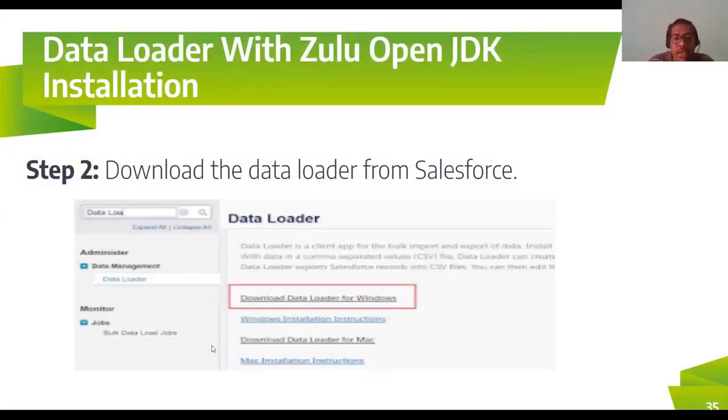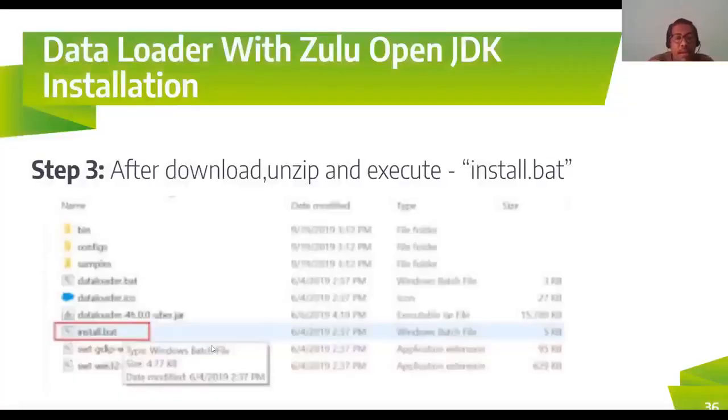Once you've done that, as I just showed you, what do you have to do next? You have to install the JDK. The Zulu JDK has to be installed first. Once Zulu JDK has been installed, then you download the Data Loader and unzip it.